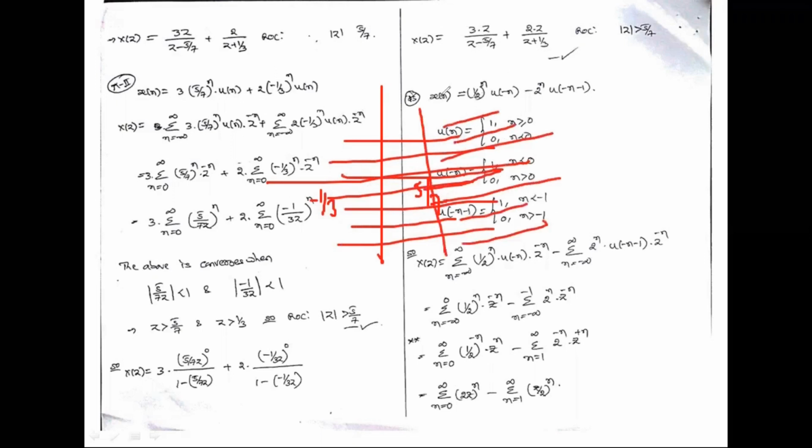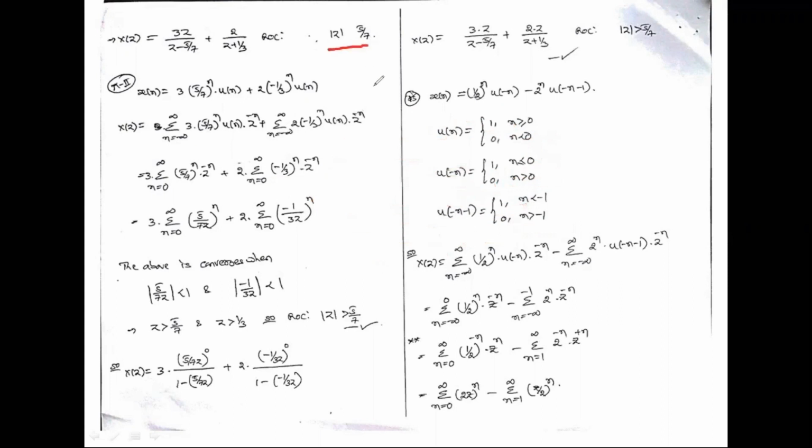So overlapping occurs for both functions in the ROC here. Here there is no overlapping, because 5/7 is greater than -1/3, the greater value. So overlapping occurs only in the greater value, 5/7, which is considered the ROC. So whichever value is greater. Another method is also there, using the summation from 0 to infinity, and simplify. And the ROC is |z| > 5/7.